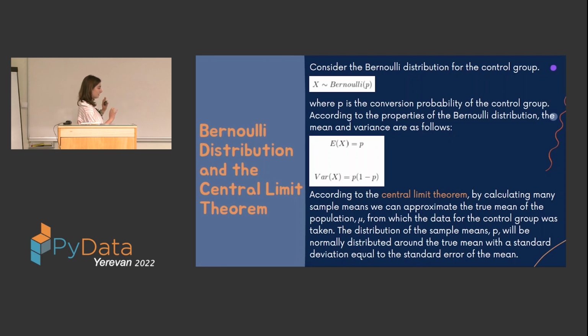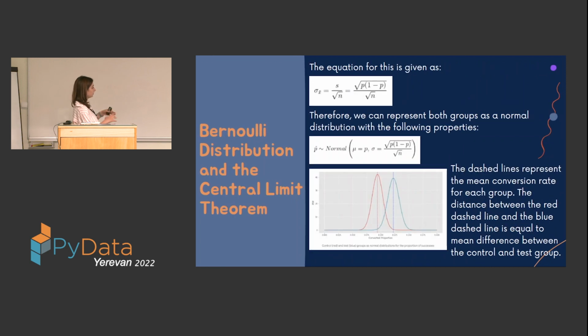So we don't actually need to go deeper into the stats, but according to the central limit theorem, if we do this experimentation many times, the distribution of sample means will be normally distributed around the true mean with the standard deviation equal to the standard error of the mean. So what it means is we'll have these two histograms here that are going to be compared to each other.